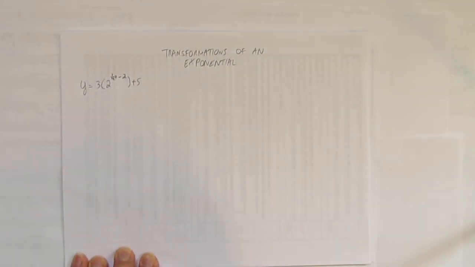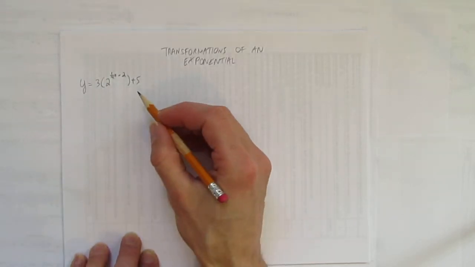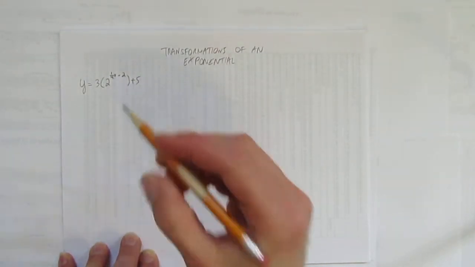In this video, we'll look at the transformations of an exponential. I recommend watching some of the other transformations videos first. Nonetheless, let's get started. The equation is y equals 3 times 2 to the power of a quarter x minus 2, and all that's in the exponent, plus 5.